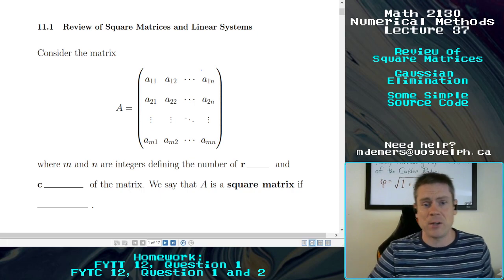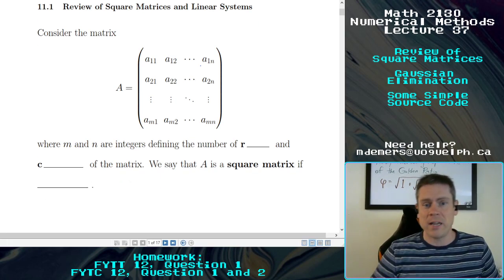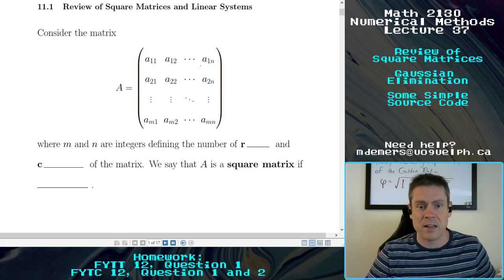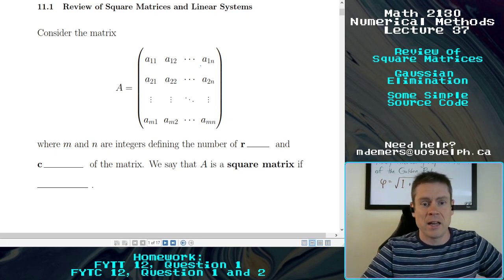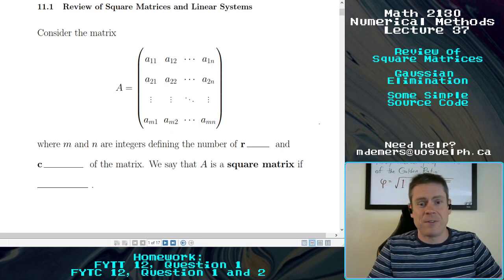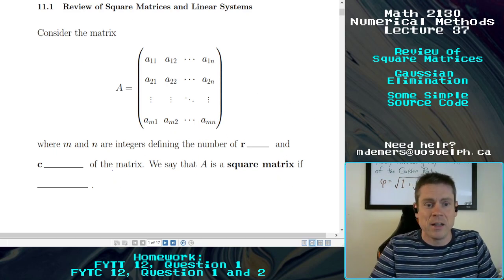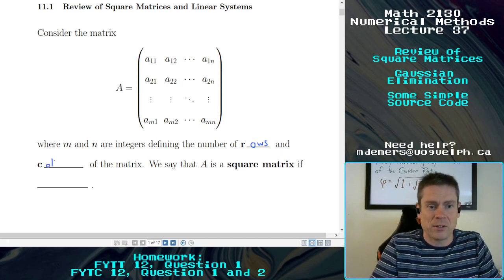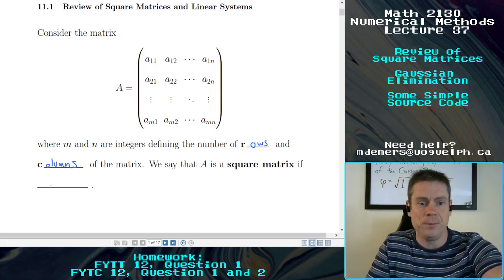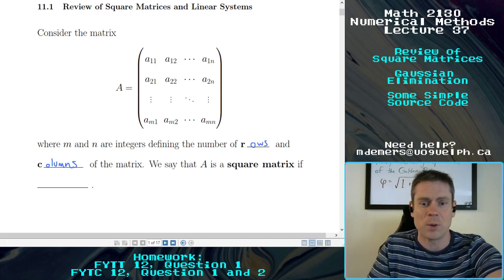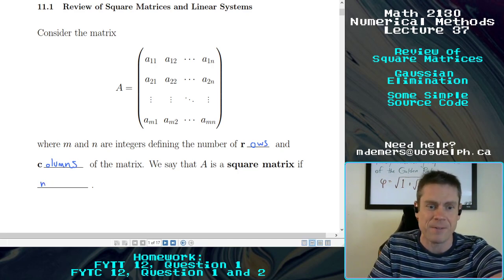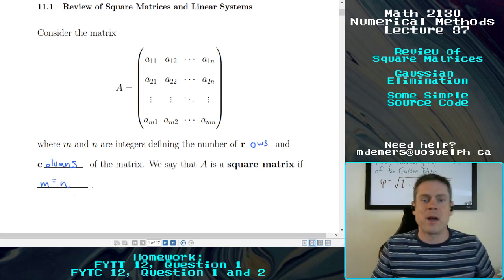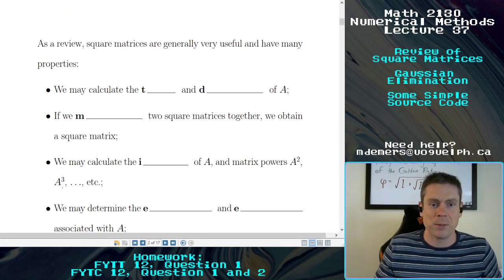We're going to consider this matrix. It's just a square matrix, A11, A12, all the way through to A1n and so on. This is a matrix defined as such, nothing special about it. The m and the n are integers here, defining the number of rows and columns of the matrix. And of course, A is a square matrix if m is equal to n. So no surprises there. It has the same number of columns as rows.